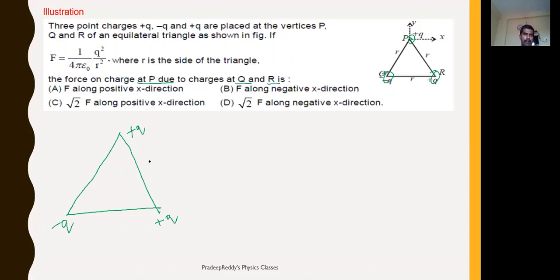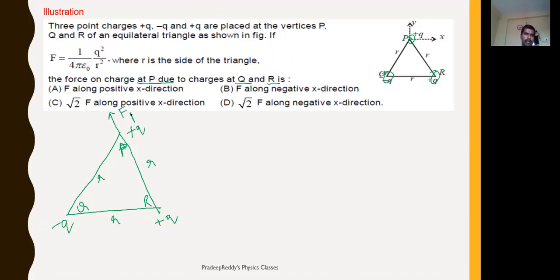And separation between all the 3 charges are same. I name this as P, this is capital Q, and this is capital R. Now you should find the force acting at point P. Because these 2 charges which are placed at P and R are positive, there will be a repulsive force acting in this direction.